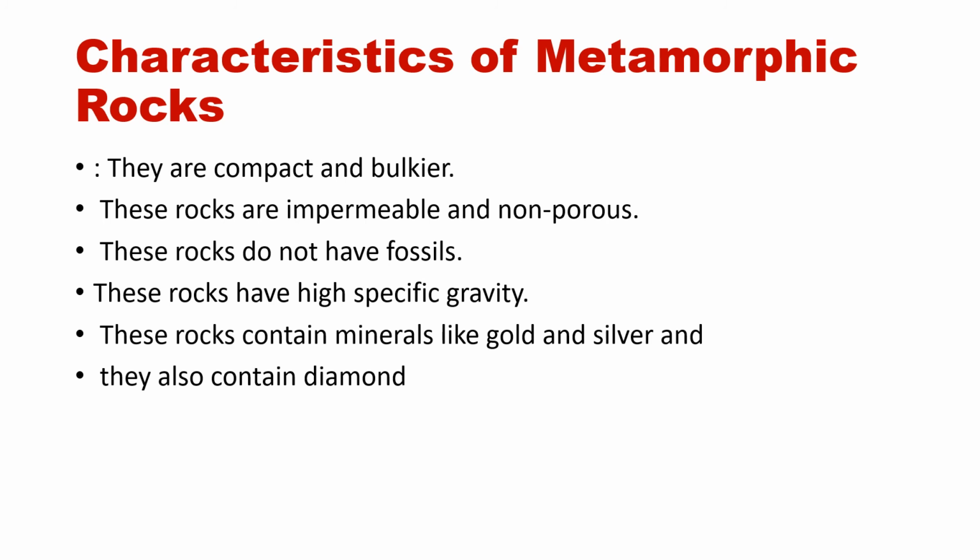Characteristics of metamorphic rocks. They are compact and bulky. Bulky means heavy. Compact means tightly packed. These rocks are impermeable and non-porous. That is, water cannot pass through these rocks. These rocks do not have fossils. Fossils are remains of plants and animals, and they are found in sedimentary rocks. These rocks have a high specific gravity. These rocks contain minerals like gold and silver, and also diamonds.